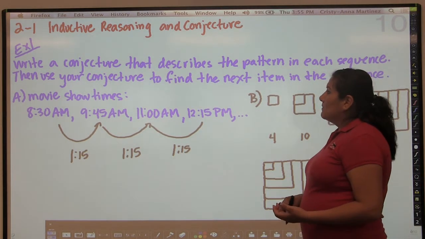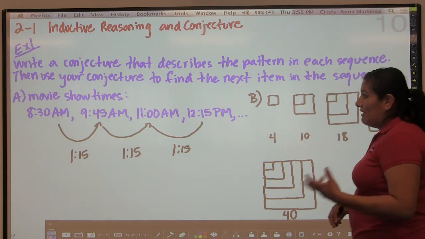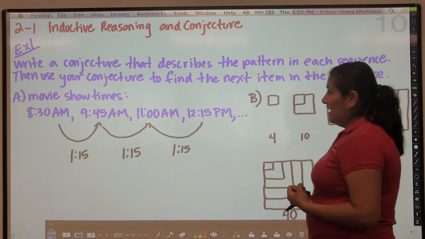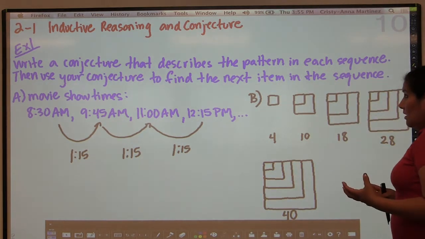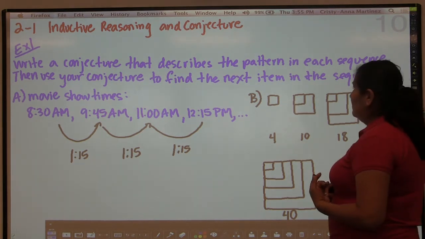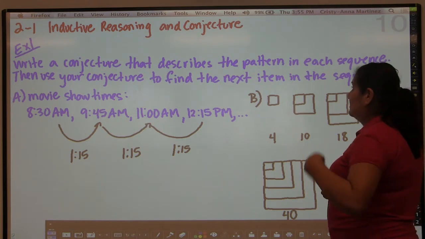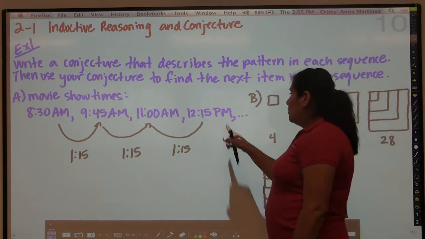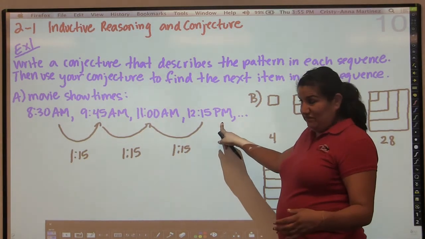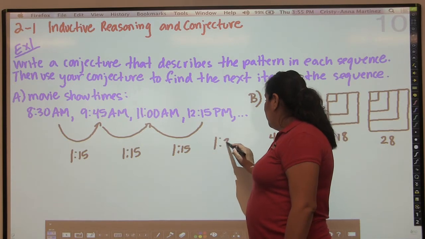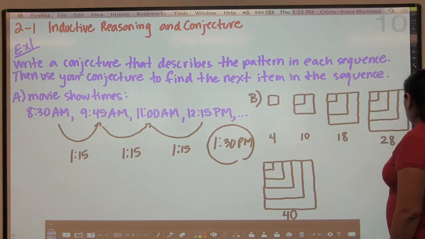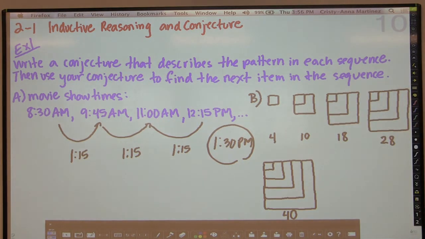So based on that conjecture, we can write that out. I'm not going to write it on here because there's not enough space, but what you want to say as far as writing your conjecture is that it appears that a movie starts every hour and 15 minutes. And then it wants us to use that conjecture to find the next time that there'll be a movie. So 12:15, we want to add an hour and 15 minutes to that. So 1 hour would be 1:15. So the next movie show time would be 1:30 p.m. if it followed the pattern. So there you go.